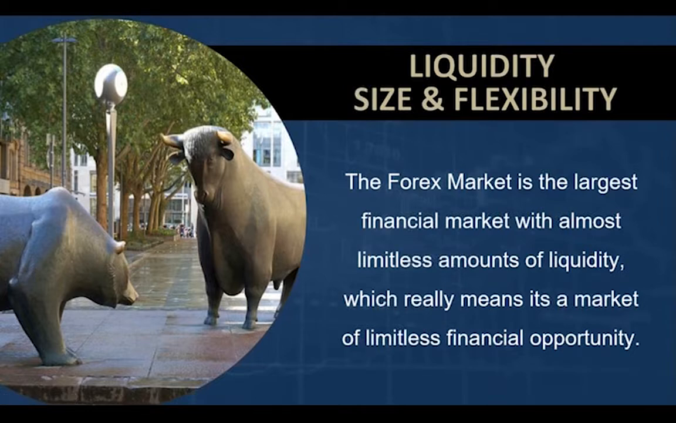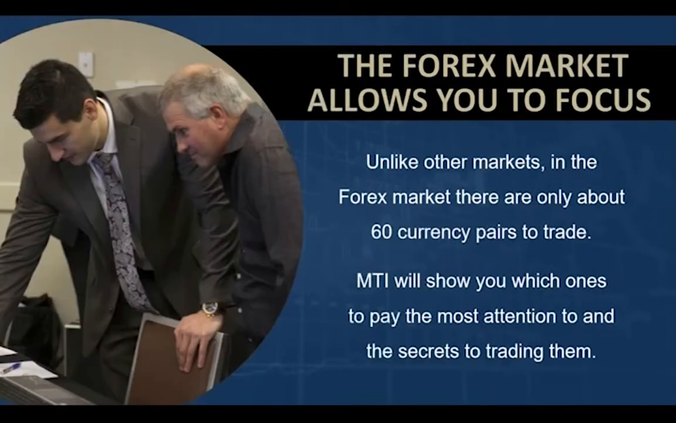Another neat thing about the Forex market is that unlike the stock market, where there are thousands and thousands of stocks you can watch and trade, in the Forex market there are only about 60 different currency pairs to trade. Now, we take that one step further, and because we have 23 years of experience trading in this market, we're going to show you which ones to pay the most attention to. In fact, I pay attention to about 20 of them. I'm actually going to show you today some of the secrets to trading 6 of them. So we're going to focus on 6 different currency pairs here today. Narrow this down very quickly so we can focus on that.